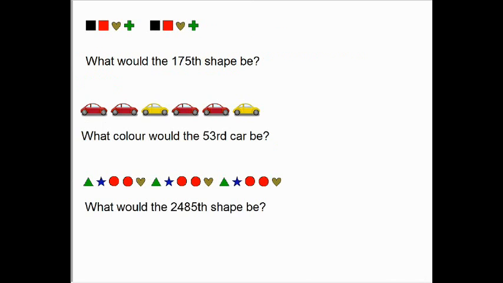So to finish off our lesson on geometric patterns, I'm going to ask you to answer a couple of questions here. For that first pattern there, I want to know what the 175th shape would be. For the second geometric pattern there, what color would the 53rd car be? And for the last one, what would the 2485th shape be? So hopefully you're able to figure out how many full sets are in each one of those questions, and if there is any remainder, what that remainder means.